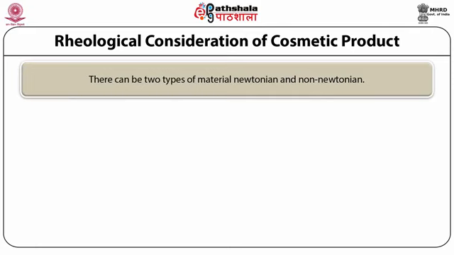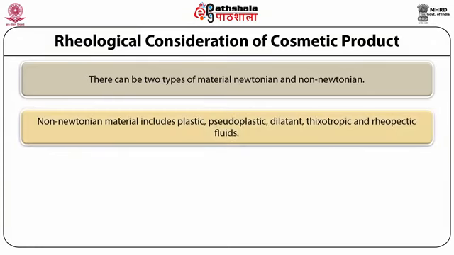In the case of the former, shear stress is proportional to shear strain, and non-Newtonian materials include plastic, pseudoplastic, dilatant, thixotropic, and rheopectic fluids. Viscosity is constant in the case of Newtonian flow, which is independent of time and temperature. Non-Newtonian material does not show this type of flow.